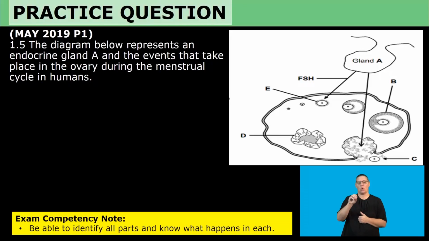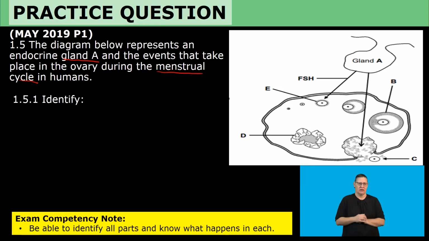May 2019, paper 1, Question 1.5. The diagram below represents an endocrine gland A, the events that take place in the ovary during the menstrual cycle in humans. Remember, when you see any diagram, you don't take it for granted. Familiarize yourself with the diagram so that you are able to answer the questions that will follow.